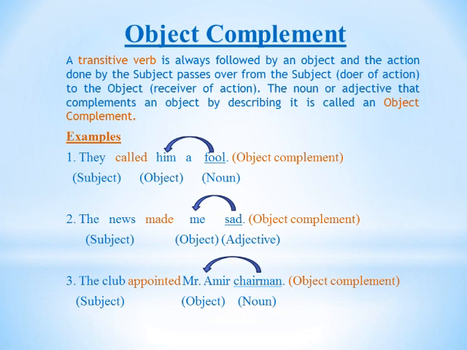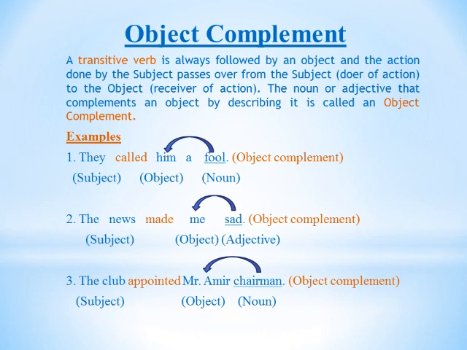Dear students, after learning about the subject complement, we now move to the definition of object complement. We all know that a transitive verb is always followed by an object, and the action done by the subject passes over from the subject, doer of action, to the object, receiver of action. The noun or adjective that complements an object by describing it is called an object complement. Let's see the example sentences to make our concepts clear.